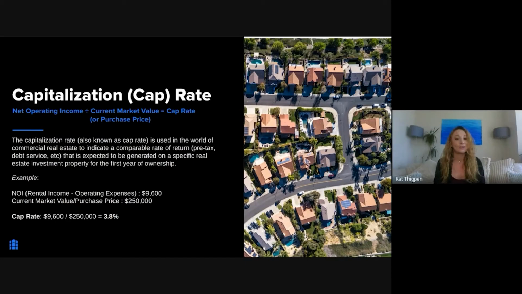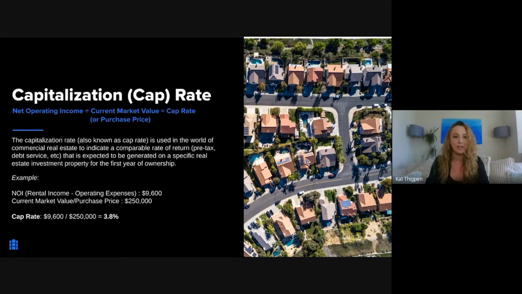It is used in the world of commercial real estate to indicate a comparable rate of return, so pre-tax, pre-debt service, etc., that is expected to be generated on a specific real estate investment property for the first year of ownership. So an example: in our previous example, we had the NOI of 9,600. If the current market value or the purchase price is 250,000, that gives us a cap rate of 3.8%.